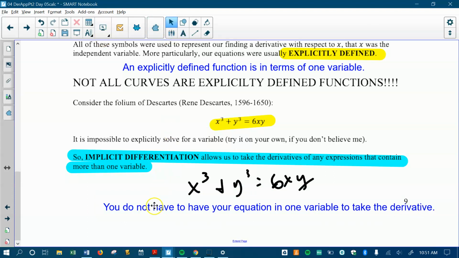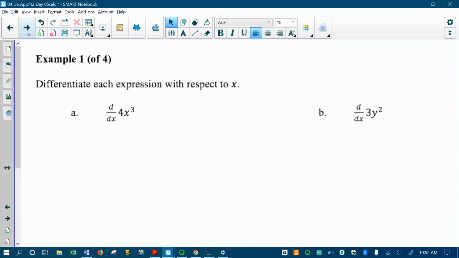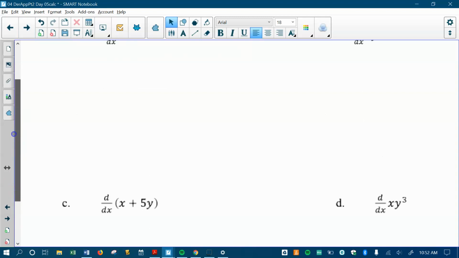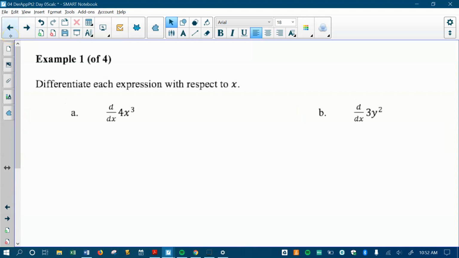And again, the term for that, if we are going to take the derivative of multiple variables at the same time, is called implicit differentiation. It's a fancy word. The differentiation part means derivative. The implicit part means implicit. That's not helpful. Okay, let's go on to the next part, and we'll see what implicit differentiation actually is. And then I think we will eventually take the derivative of x cubed plus y cubed. Yep, there it is. Okay, so let's go to example 1.